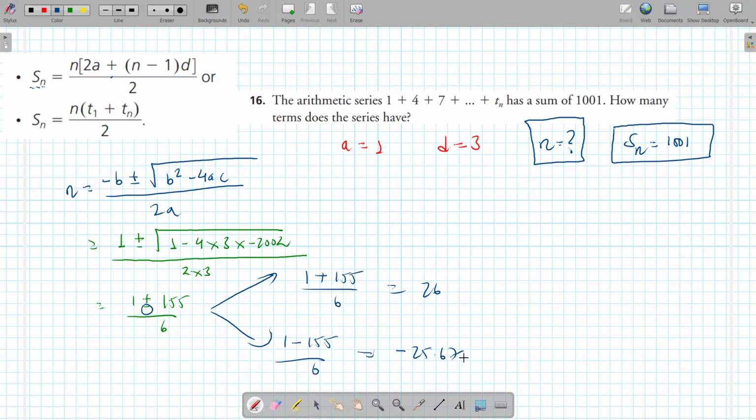Can your term number be negative? Can term numbers be negative? No, it cannot be. So this answer is moot. So therefore, your final answer is 26. There are 26 terms in this series, okay?